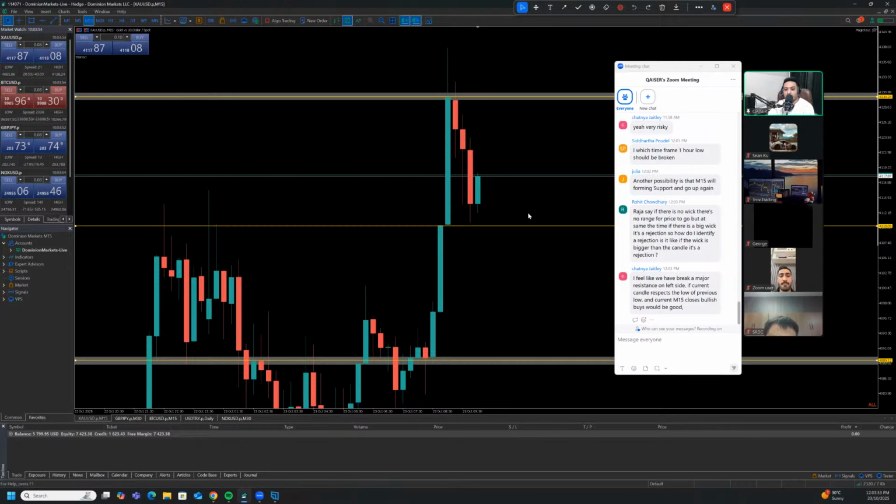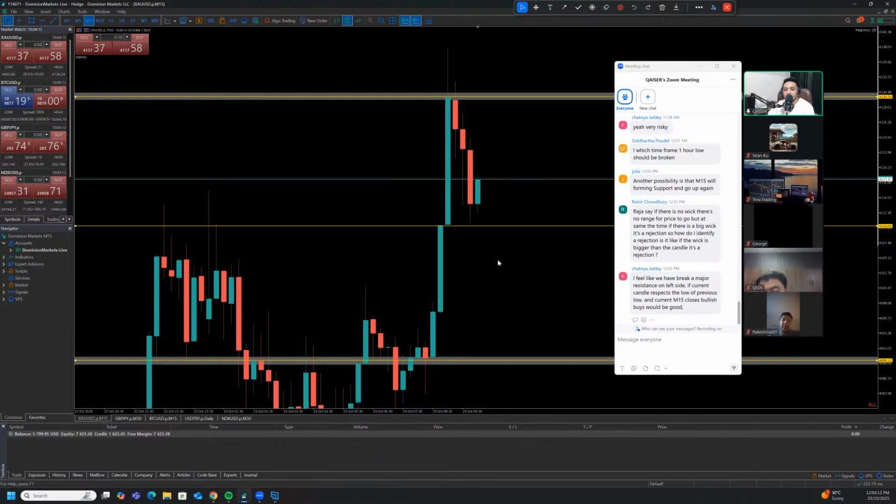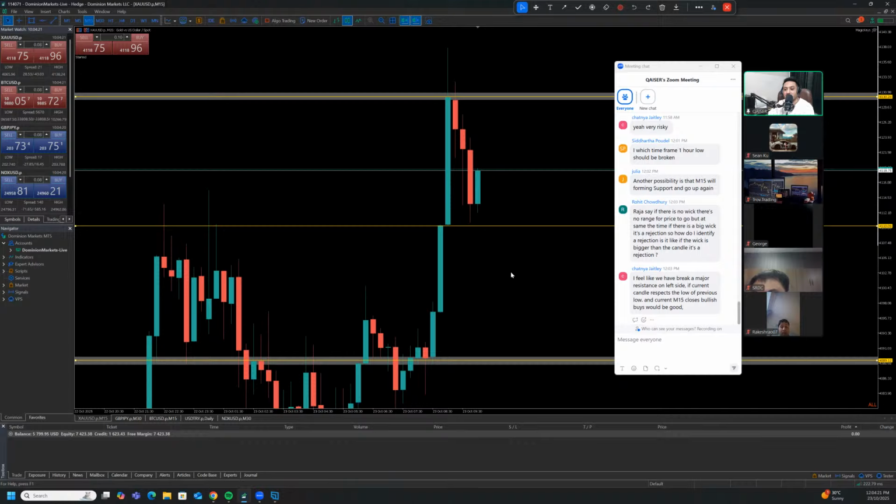Which time frame 1 hour low should be broken? Which time frame 1 hour low? What kind of question is this? Another possibility is that the 50-minute will form support and go up again. Yeah, we also have that scenario in mind. Raja says if there is no wick, there is no range for price to go. But at the same time, if there is a big wick, it's a rejection. So how do I identify rejection? Is it that if a wick is bigger than the candle, it's a rejection? Yeah, exactly. If the size of the candle is bigger than the wick, then it's a rejection wick. So it's an exhaustion candle actually.